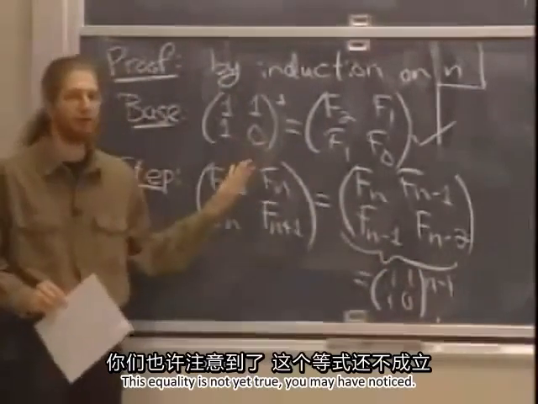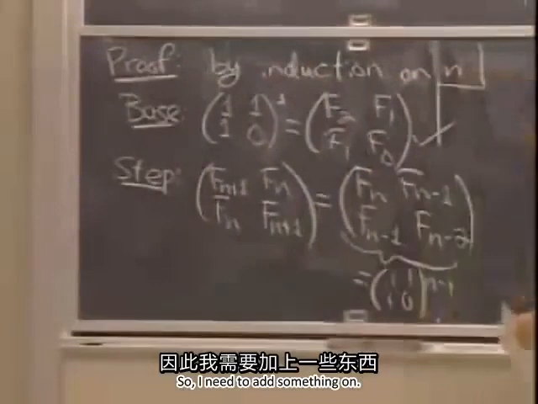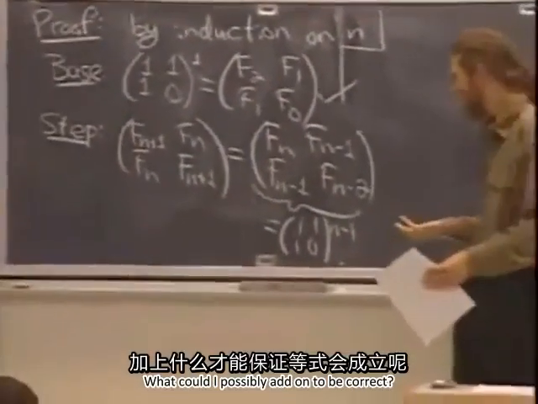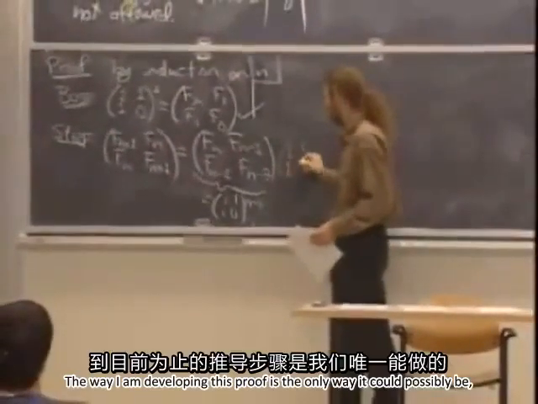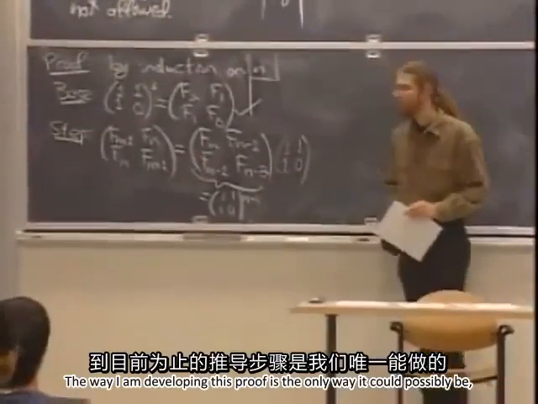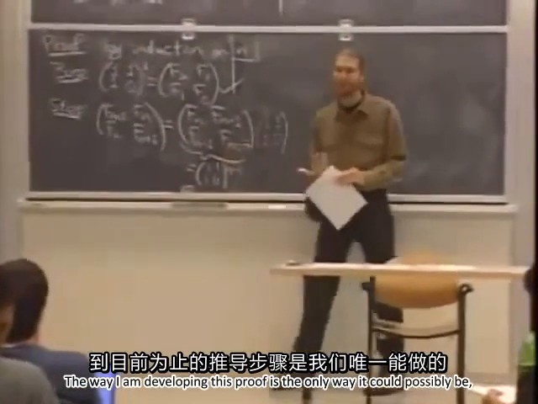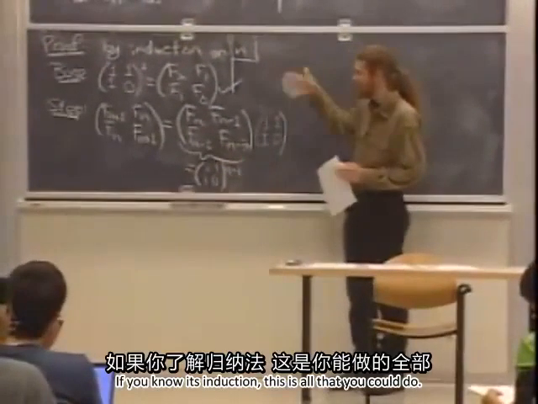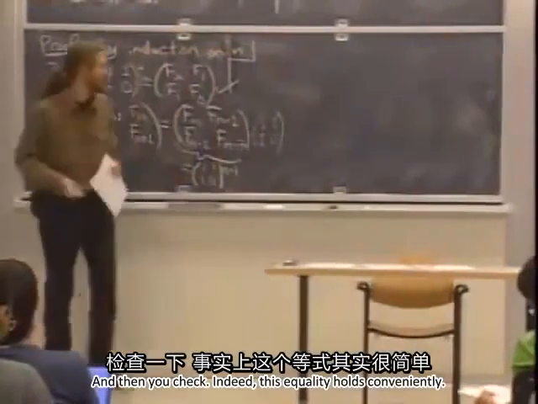So presumably I should use it in some way. This equality is not yet true, you may have noticed. Okay, so I need to add something on. What could I possibly add on to be correct? Well, another factor of 1, 1, 1, 0. So the way I'm developing this proof is the only way it could possibly be, in some sense. If you know it's induction, this is all you could do. And then you check, indeed, this equality holds conveniently.